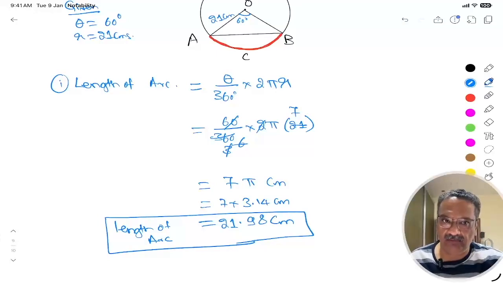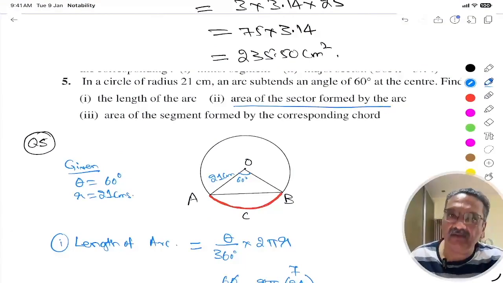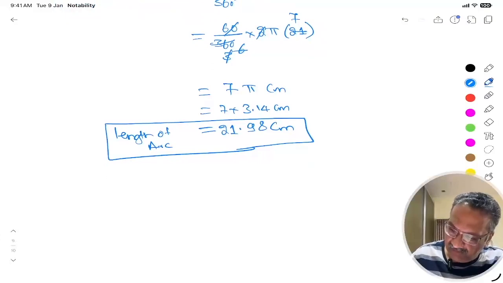Alright, now what have they asked for next? Next they have asked us to find the area of the sector formed by the arc. Okay, so what is the formula for area of the sector? Second portion.